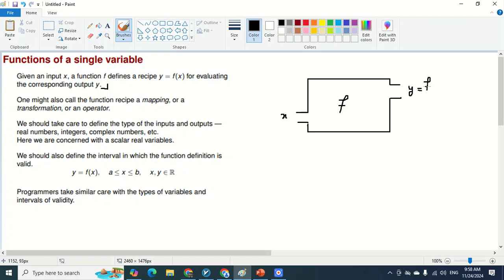The only important thing about the function is the output. For one single input, we should have only one output of that machine, meaning that we cannot have two outputs for one single input of that function. So the recipe of that function can be considered as y, and we denote it by f of x. One might also call the function recipe a mapping, transformation or operator. These are all names for the function, meaning that we can use mapping, transformation or operator.